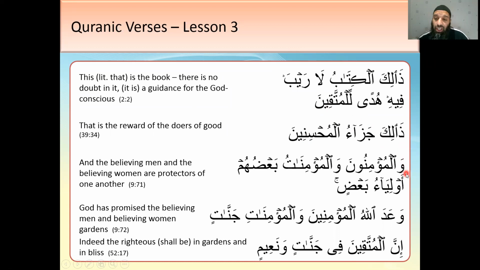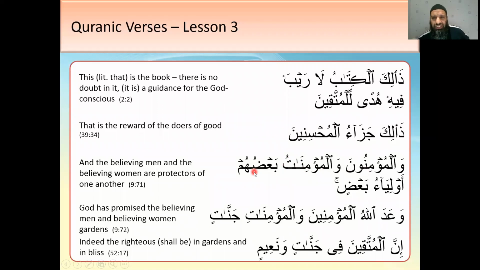Wal mu'minuna. And the believing man. Yes. Wal mu'minatu. And the believing woman. Yes. Now, if you saw wal mu'minuna by itself, it's normally talking about women as well. But over here, the women have been mentioned separately. So that means wal mu'minuna is talking about the men only, because the women have been separated out into their own. So wal mu'minuna is the believing men. وَالْمُؤْمِنَاتُ is the believing women.